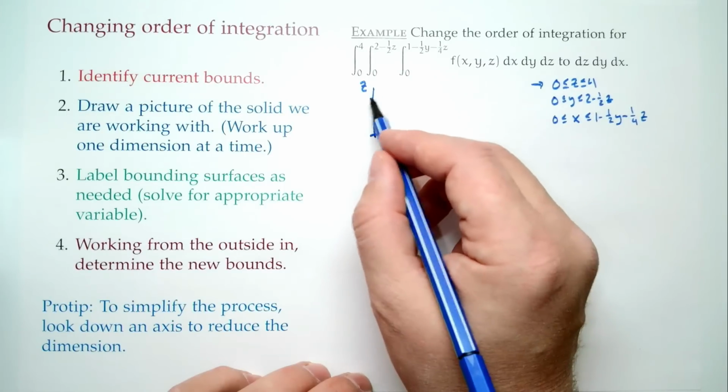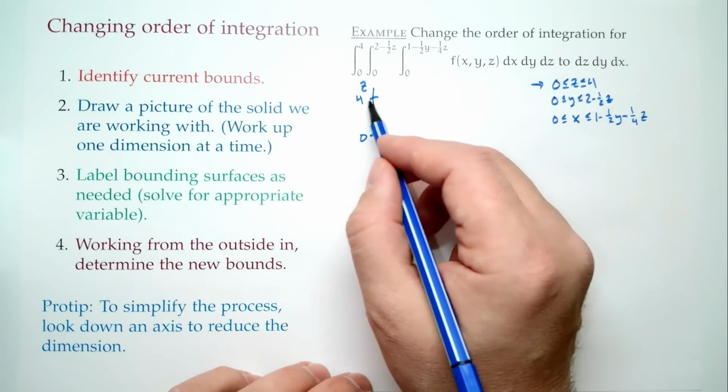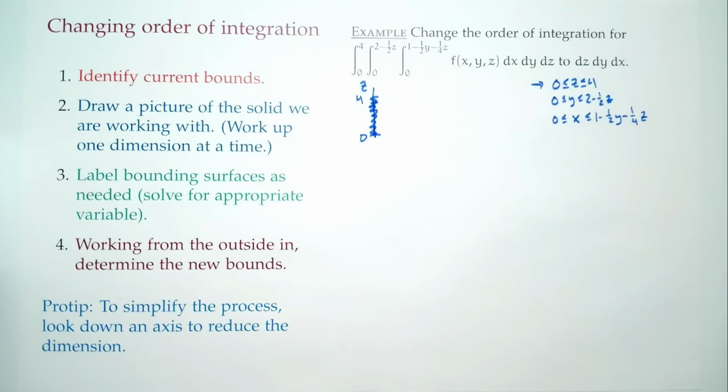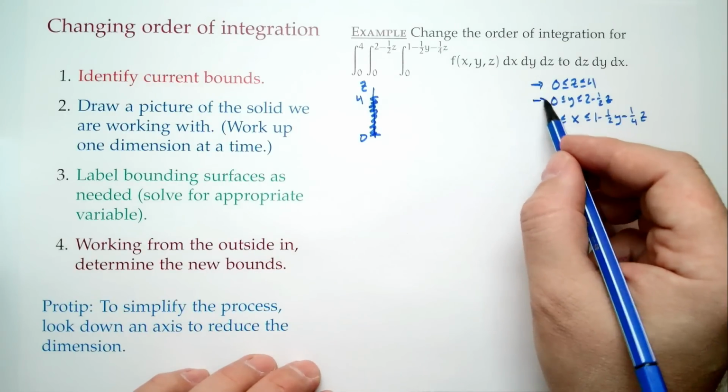0 to 4. So 0 to 4. Woohoo! Okay, that's easy. All right. Now we add a dimension. Okay, so next layer.